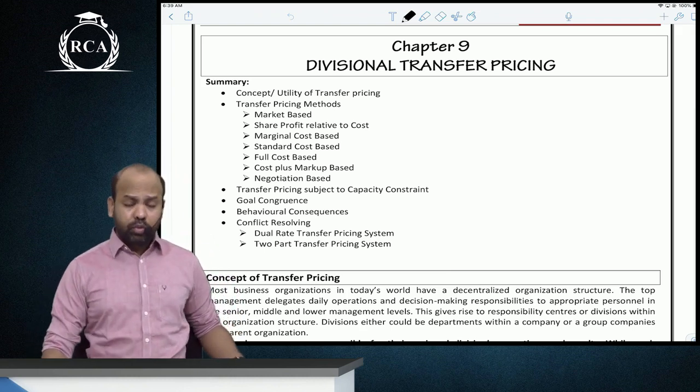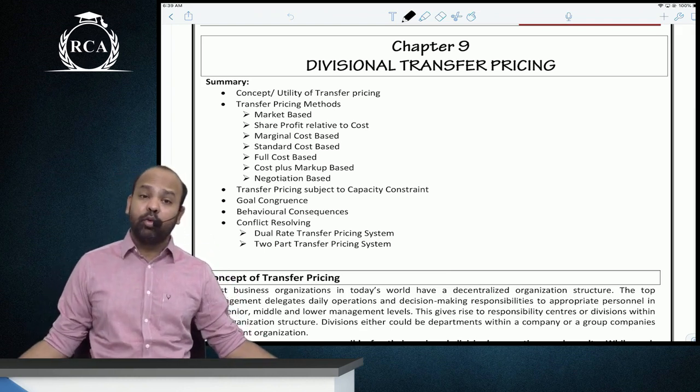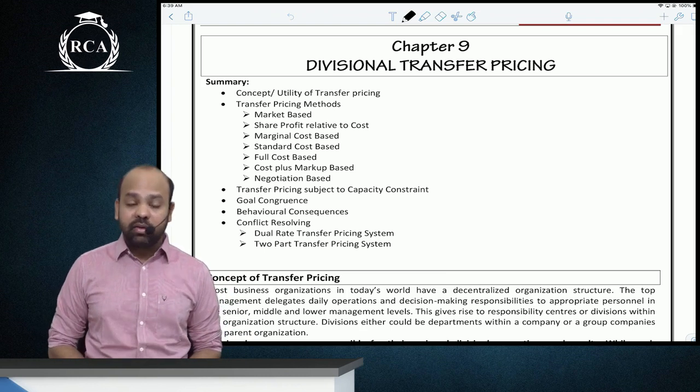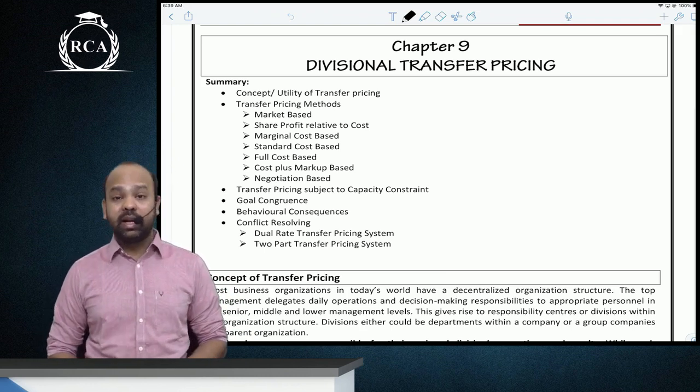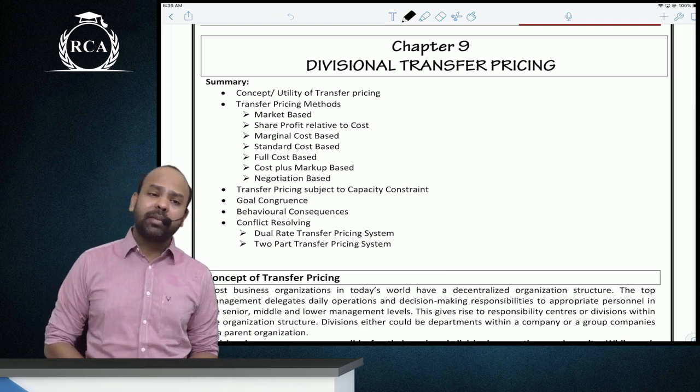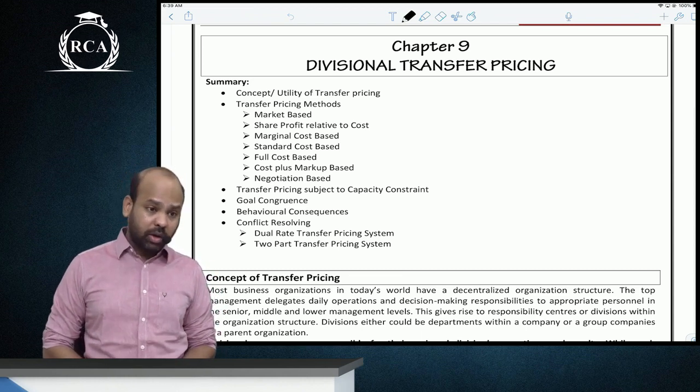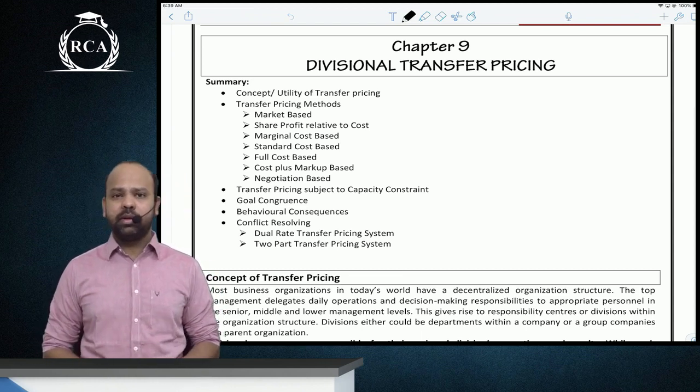Concepts like what should be a transfer price from the viewpoint of the entire organization? Is the entire organization at a loss? Is the entire organization at a gain? What is happening? We will be talking about relevant cost also, guys, throughout this chapter.